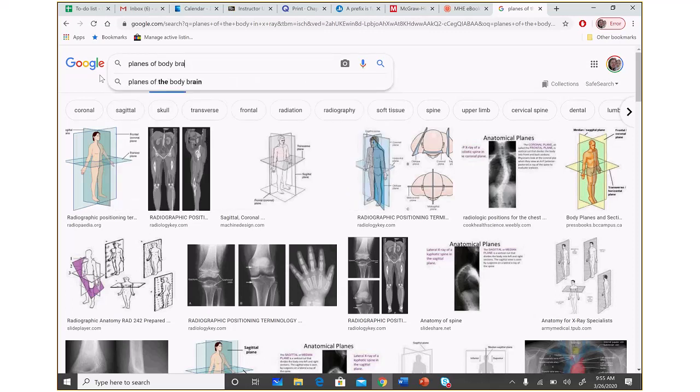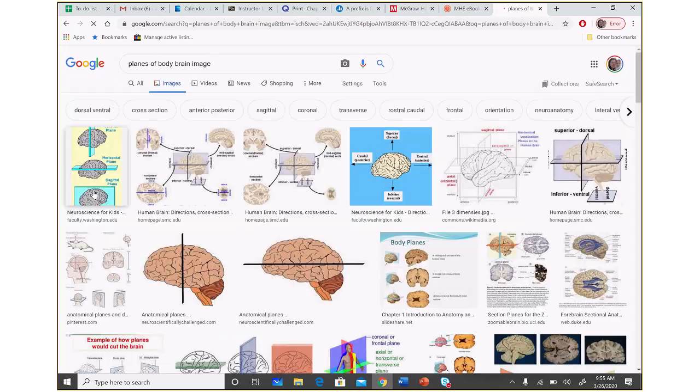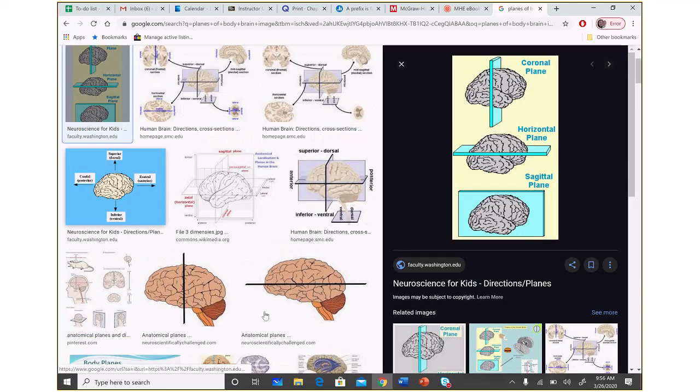Find a brain image. I know they make them. Okay, so if we're looking at CTs, MRIs, that sort of stuff, you will see again, right? This is the coronal or the frontal, which divides front from back; horizontal, top from bottom; and sagittal, right from left.